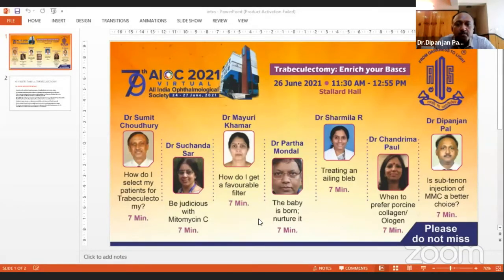Followed by Dr. Moiri Khamar, who is one of the prolific glaucoma surgeons of the West, recipient of the prestigious D.V. Chandra Award for glaucoma. Madam will tell about how to get a favorable filter. Then Dr. Partho Mondal, also my colleague, a senior glaucoma surgeon, who heads our Durgapur unit, will tell about if the baby is born, how to nurture it.